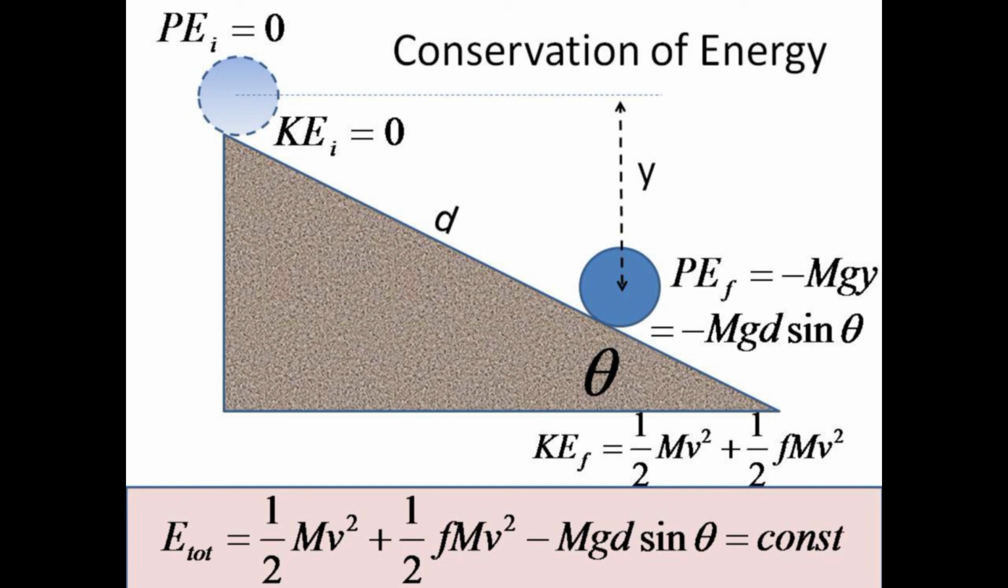Potential energy will be minus mgy, but y is just d sine theta. Thus the total energy will be translational, 1/2 mv squared, plus rotational, 1/2 f times mv squared, plus the negative drop in potential energy, minus mgd sine theta. D is the quantity that a motion sensor aimed down the slope will measure for position. By conservation of mechanical energy, we expect the total energy to remain constant all the way down the hill.